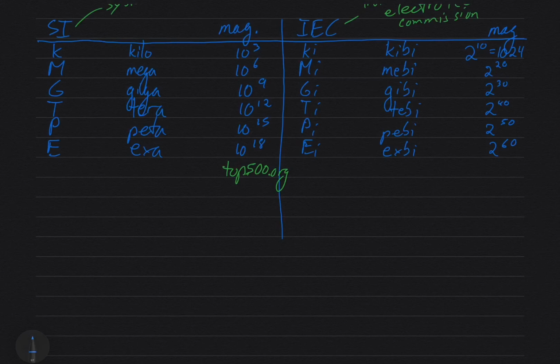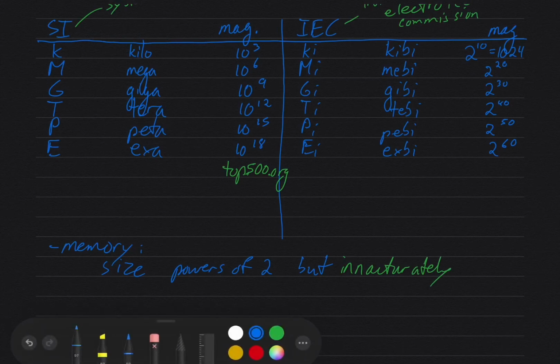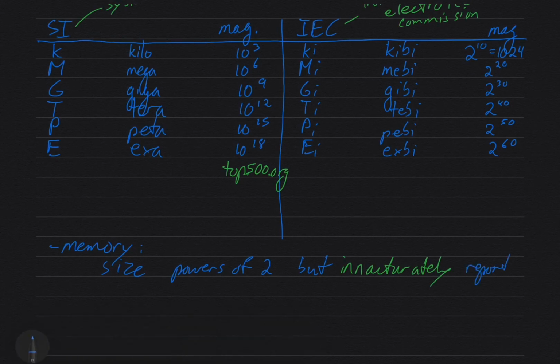So memory, its size is in powers of 2, but they are, and I'm going to emphasize this with green ink, inaccurately reported with SI prefixes, or that was the long-standing custom. It's starting to change.